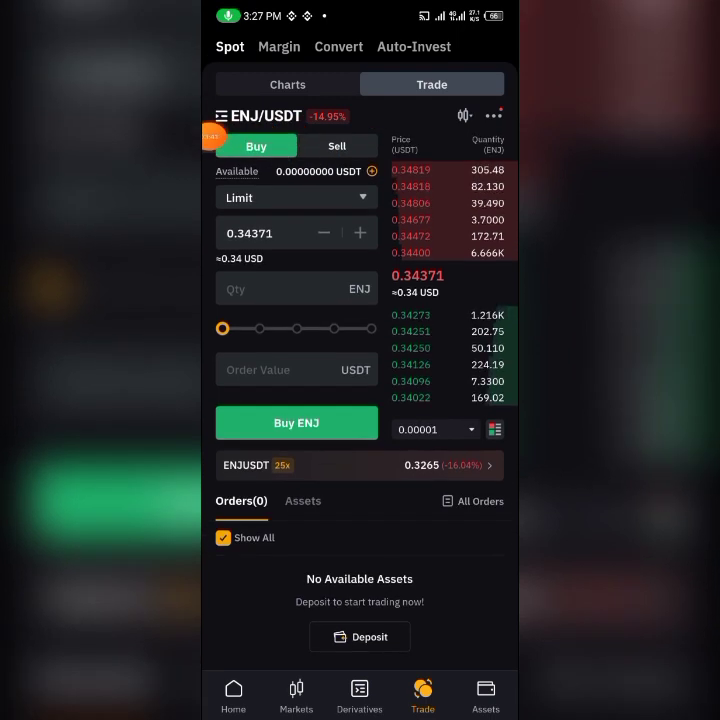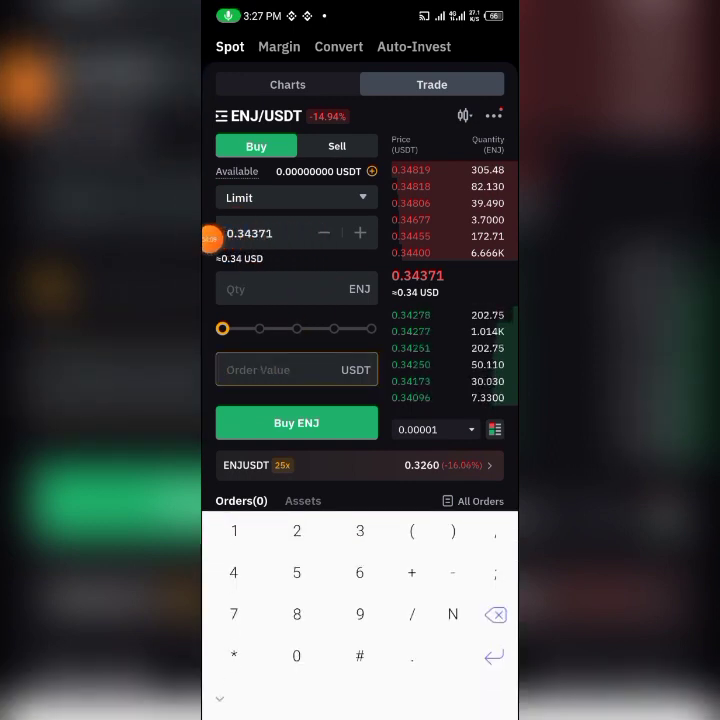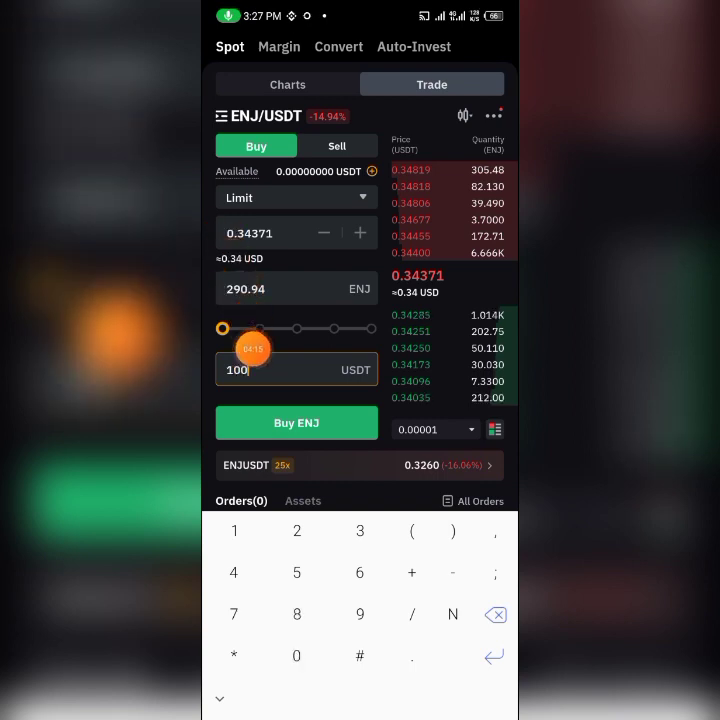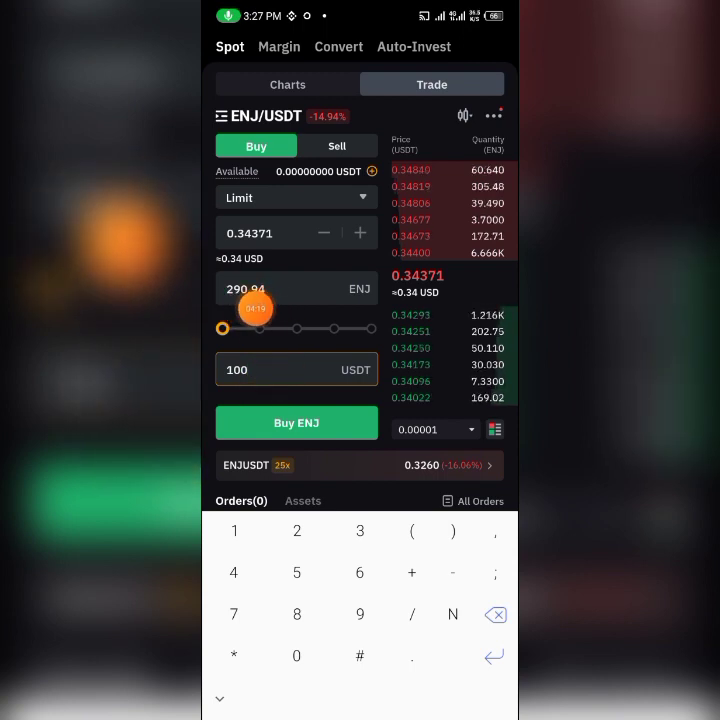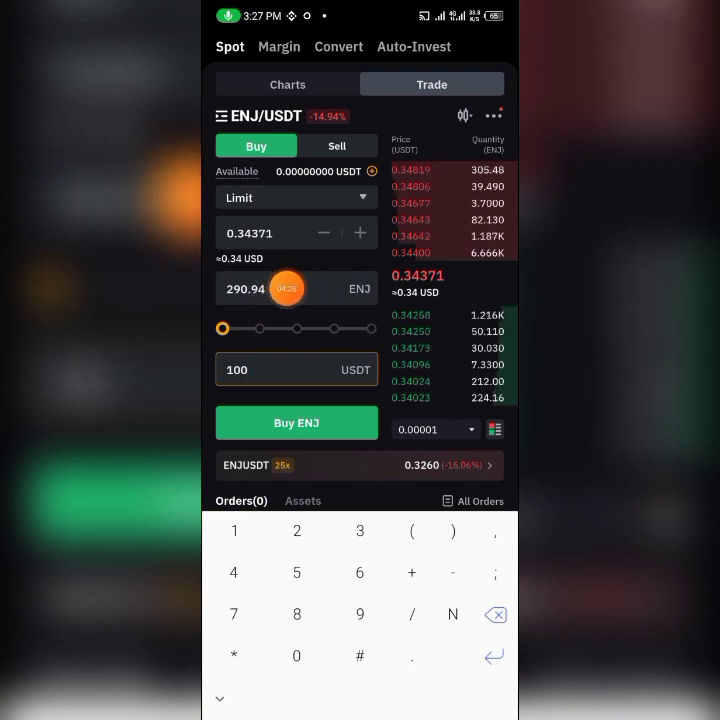Now, let's say we want to buy ENJ with USDT. You must have deposited your USDT already. So you enter the volume of USDT you have here, and automatically the amount of ENJ that you will receive displays here. Let's say we want to start with a capital of 100 USDT. So assuming you have your 100 USDT, you simply type 100. Now you see that our 100 USDT will give us 290.94 ENJ. As you can see, it automatically displays the amount that you get in ENJ using your USDT.